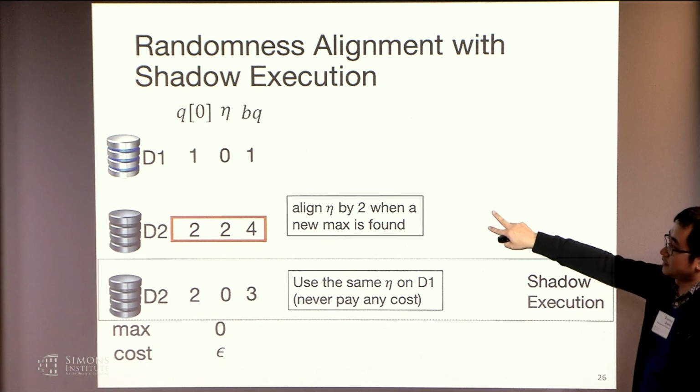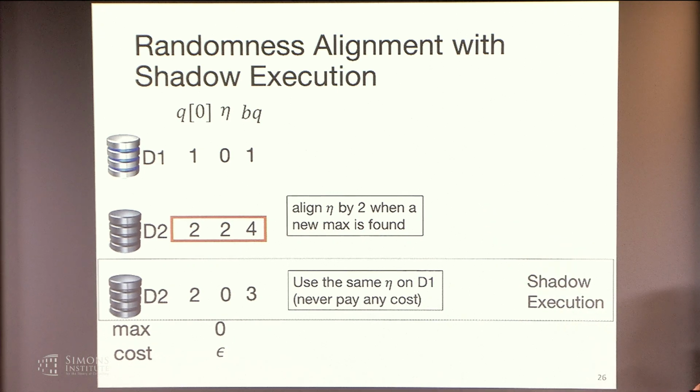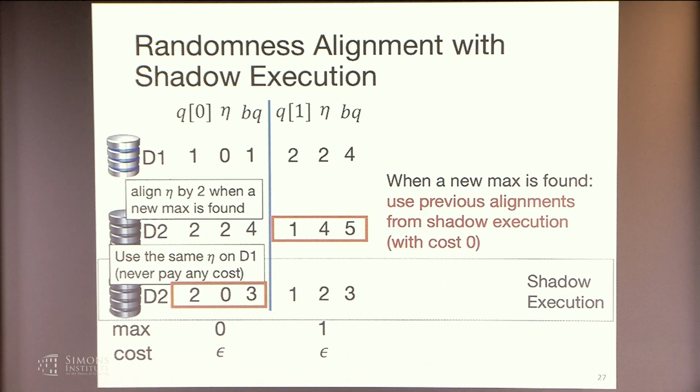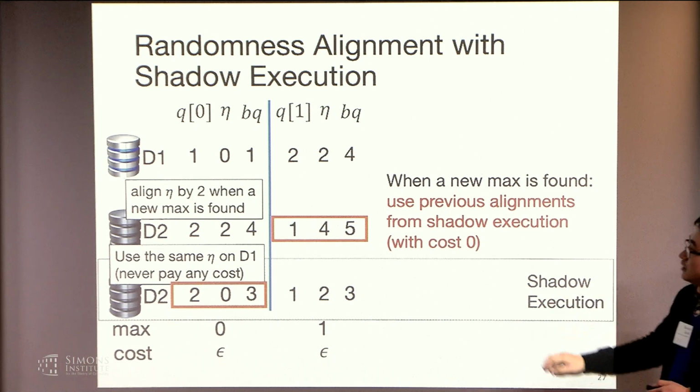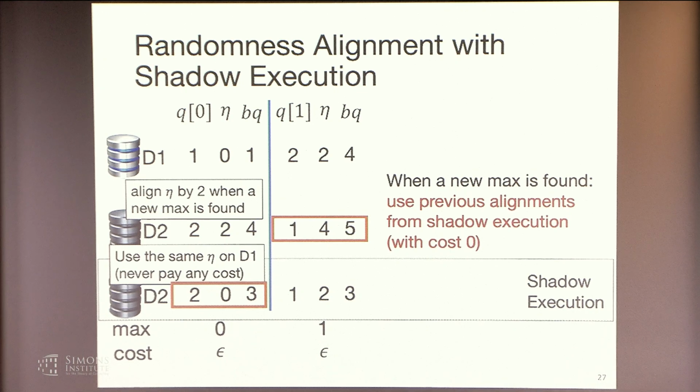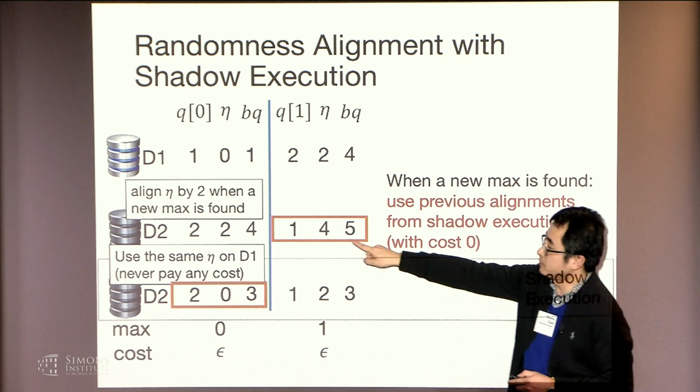For the aligned execution, it's the same as strategy 1. I align the error by 2 whenever I see a new max. So initially, I see a new max, so this alignment will be 2. So 0 is aligned with 2 in the aligned execution. What's interesting is that during the execution, I can actually switch between the aligned version and the shadow version. One way to think about it is I track another option for the proof, that's the shadow execution. Sometimes I can switch my proof to the backup proof. So in this case, if I see a new max in the execution on D1, I will switch to the previous execution on the shadow. So the shadow values will be used, and the new random bit here will be aligned by 2.